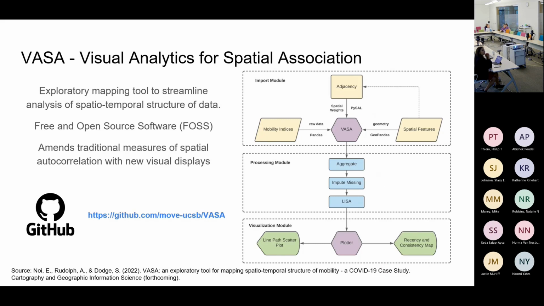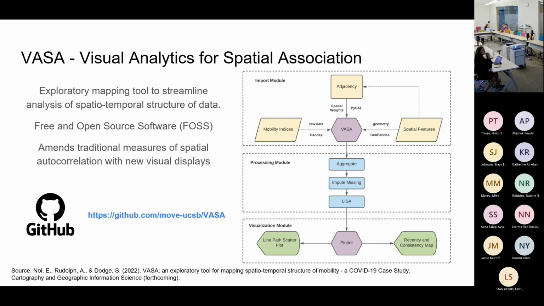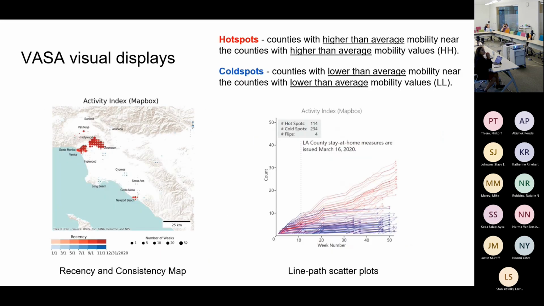Coming out of all of that effort and all of the data that was available, we took it as an opportunity to develop VASA. That's a visual analytics tool that we developed at MoveLab, UCSB. Here's our GitHub repo. I invite you to give it a try. VASA offers two visual displays that I'm going to use as a demonstration in the presentation. It's free and open source, written in Python.